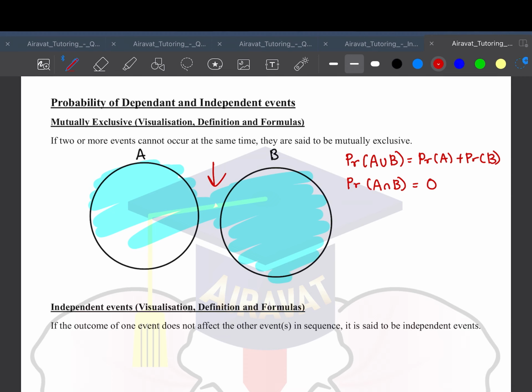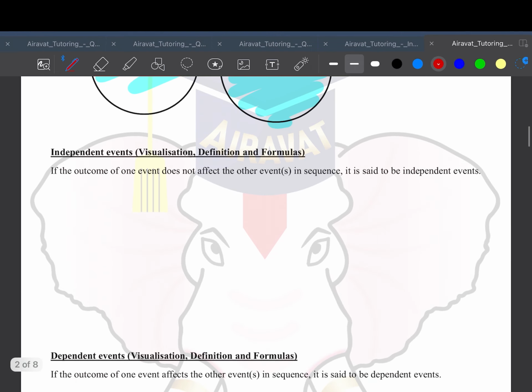Well, the probability of A intersecting B is just going to be 0. Okay, I hope that made sense. Now, let's move on to independent events. What is an independent event? Well, if the outcome of one event does not affect the outcome of other events in the sequence, it is said to be an independent event.